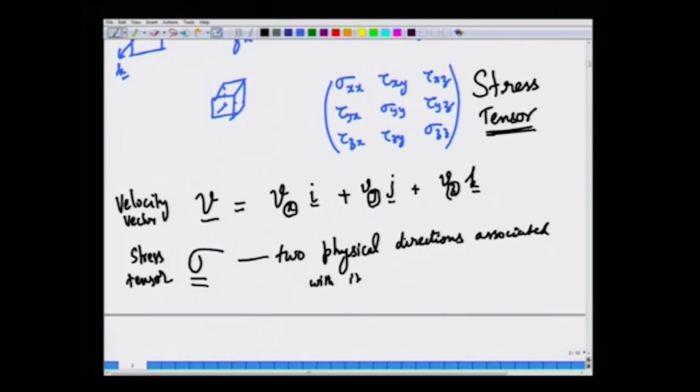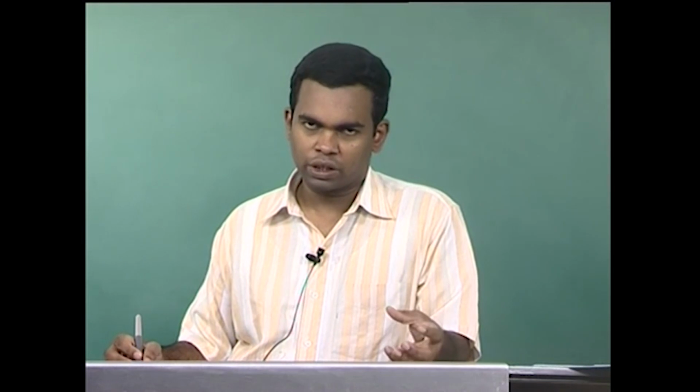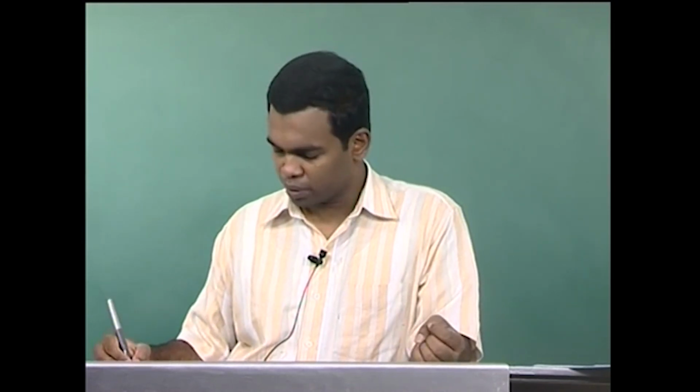Now, what are those two physical directions? The two physical directions are the direction of the unit normal on which the force is acting and the direction of the force itself. Stress is force divided by unit area. Force as a vector has a direction, and the area itself has a direction because of its orientation.